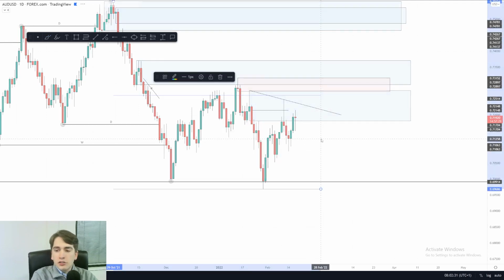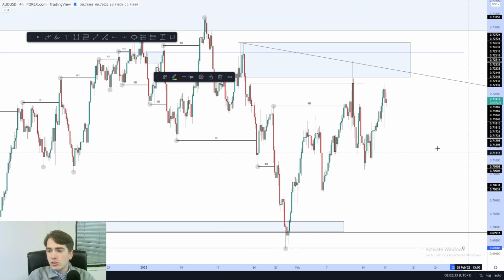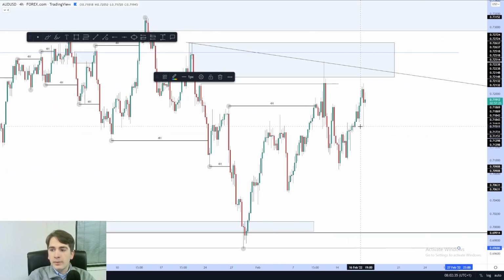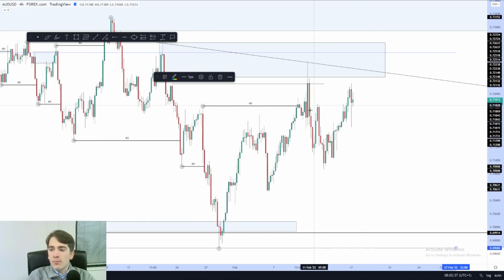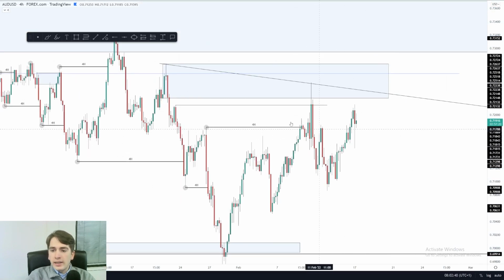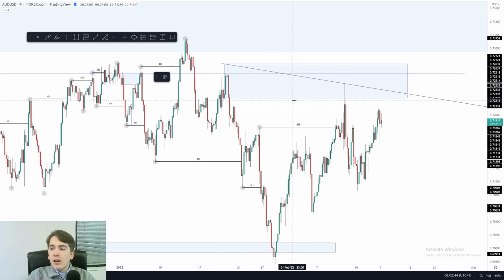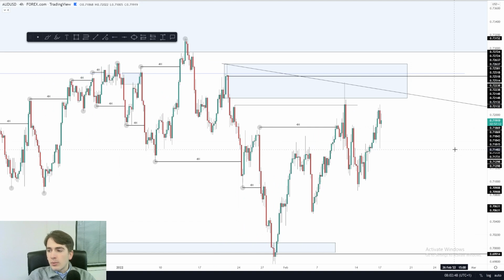At the moment, I'm not interested in shorting this pair at all, just due to the fact that the bullish nature is a little bit too much for me. Also, I'm not seeing any really nice areas of supply which I would love to target. The only other area that I am keeping my eyes out for is this 4-hour area of supply.